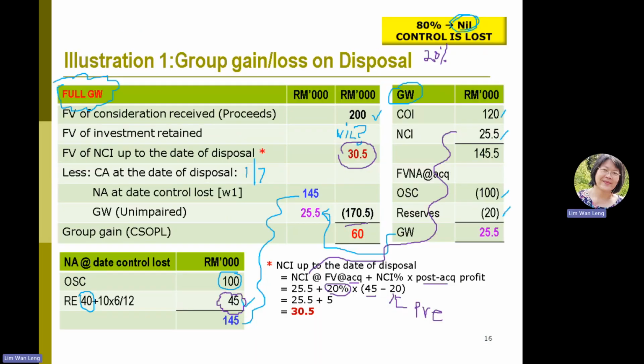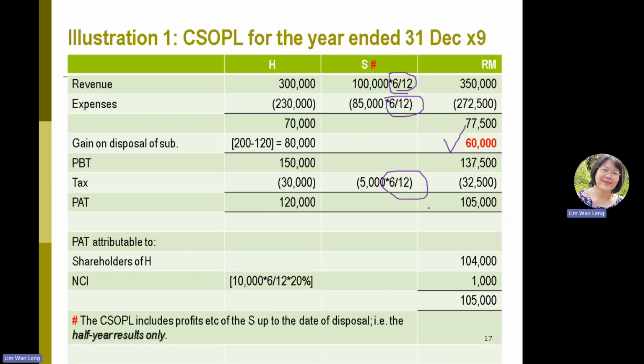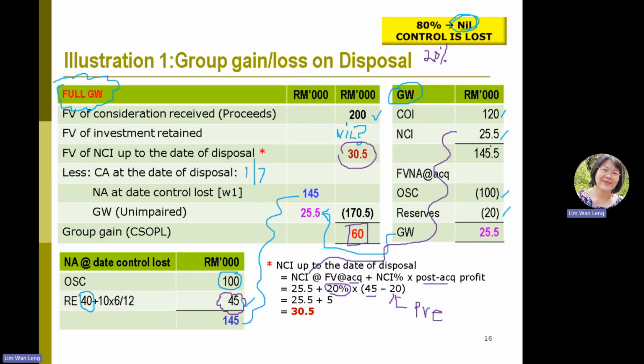This particular 60, you are going to bring it to the consol SOPL. Okay, this one is the column for the consol SOPL. This is the column for the entity financial statement. Entity, that means the holding's own books. This one is the consol. So the consol, we are going to take this consol one. This is the group gain. All right, at the consol level.